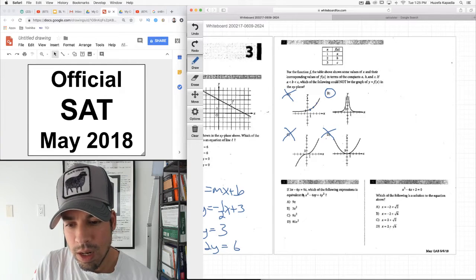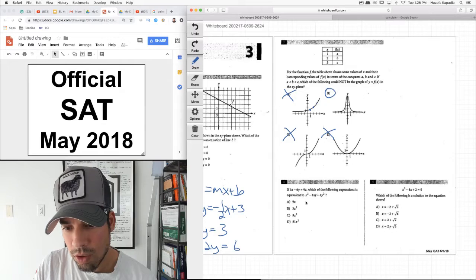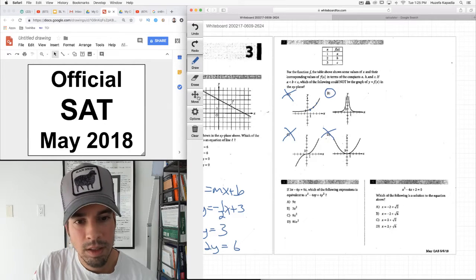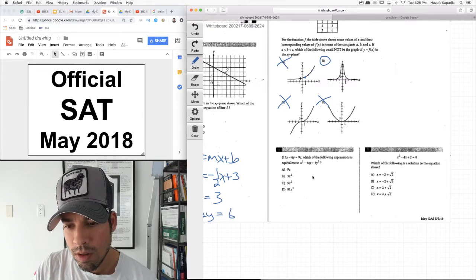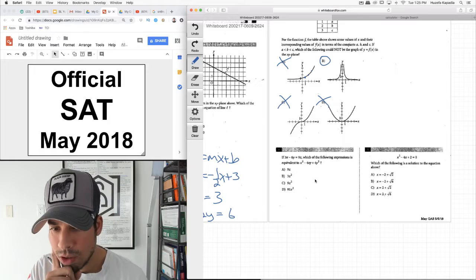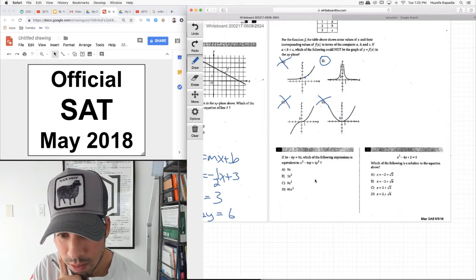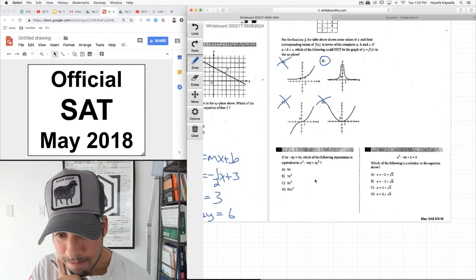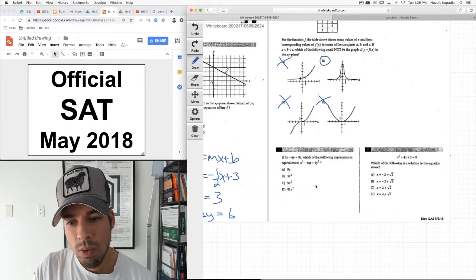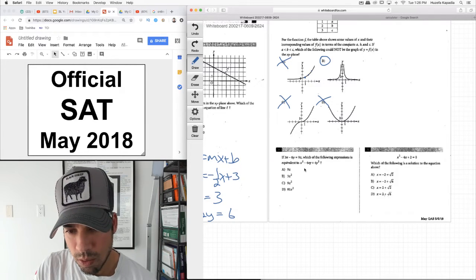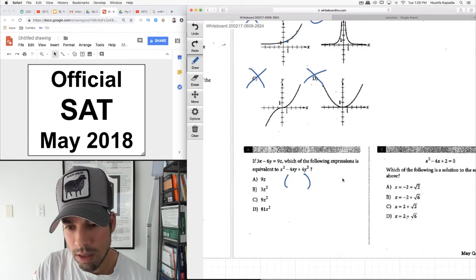If 3x minus 6y equals 9z, which of the following is equivalent to this guy? Let's see. Wait, how do I do this? I'm going to follow my own advice, and I'm going to factor this. And I don't know why, but I feel like that's going to work. This is a little bit tough, but I think this will help.